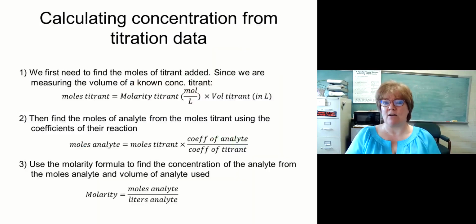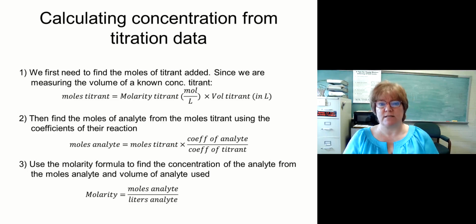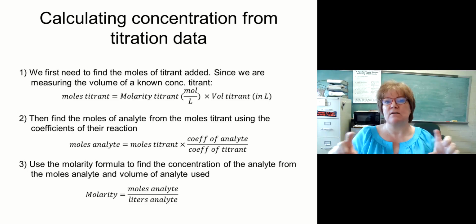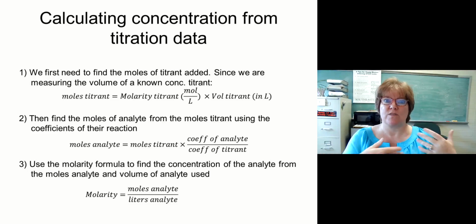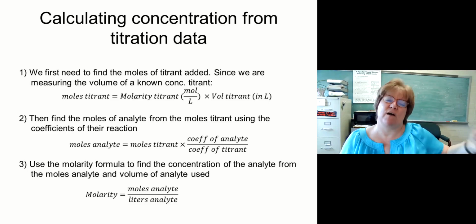So how do I calculate the concentration from my titration data? Again, this tends to be a 3-step process. Some people can condense it into a shorter one, but you have to be very careful that you're using it for the appropriate situation. So for titration, very often we have a known concentration and known volume reacting with another solution, and I'm trying to find the concentration.